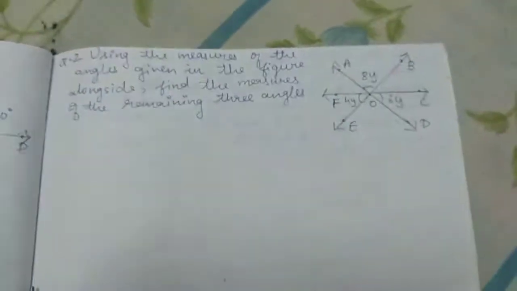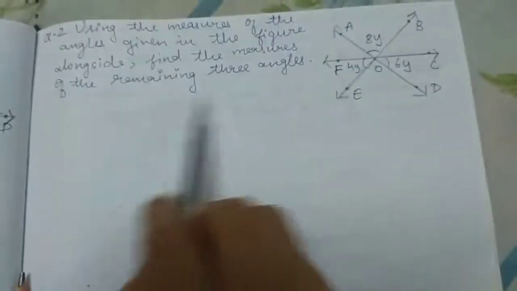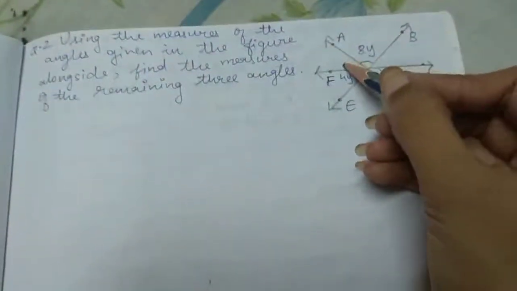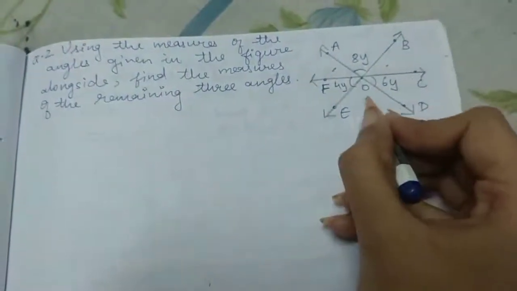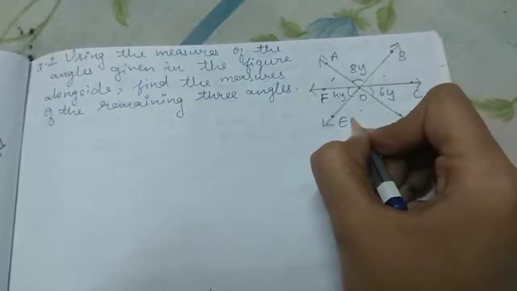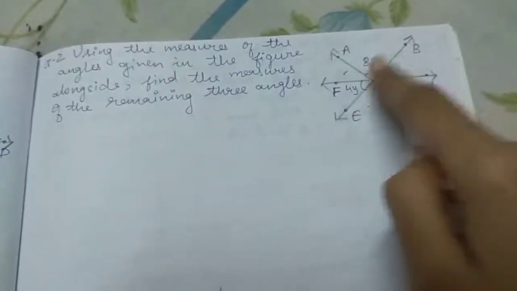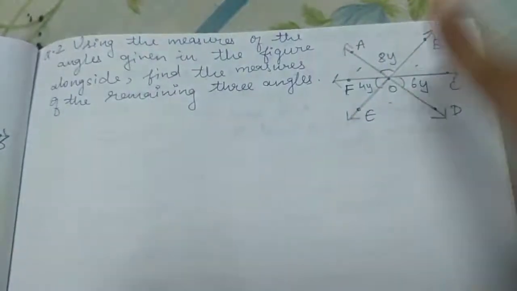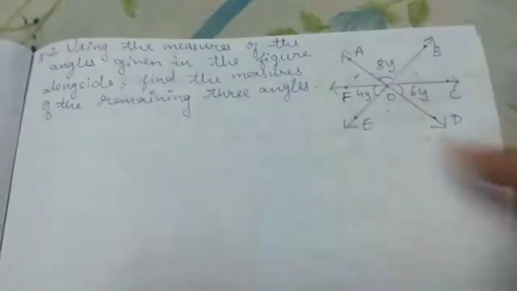Okay, question number 2. Using the measures of the angles given in the figure alongside, find the measures of the remaining 3 angles. Means remaining 3 angles we have to find: AOF, then BOC and EOD. These 3 angles we have to find. Also, the remaining angles which are given do not have proper measurement. They are in terms of variables 8y, 6y and 4y. So we are going to use 2 properties here. One is vertically opposite angles and second is linear pair of angles.